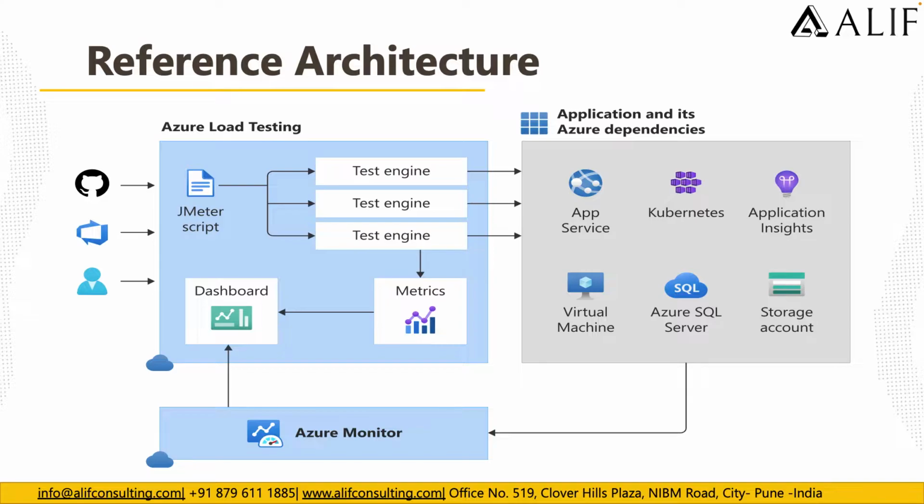Here is the reference architecture. On the left side you have load testing, where you have multiple ways of doing it. You can use GitHub and DevOps for CI/CD for automated load testing, and JMeter scripts can be injected. Test engines will run the testing on the application, which can be a public or private endpoint. Then the metrics are imported into Azure Monitor, and through Azure Monitor we can see what the metrics look like. This is how Azure Load Testing runs in Azure.